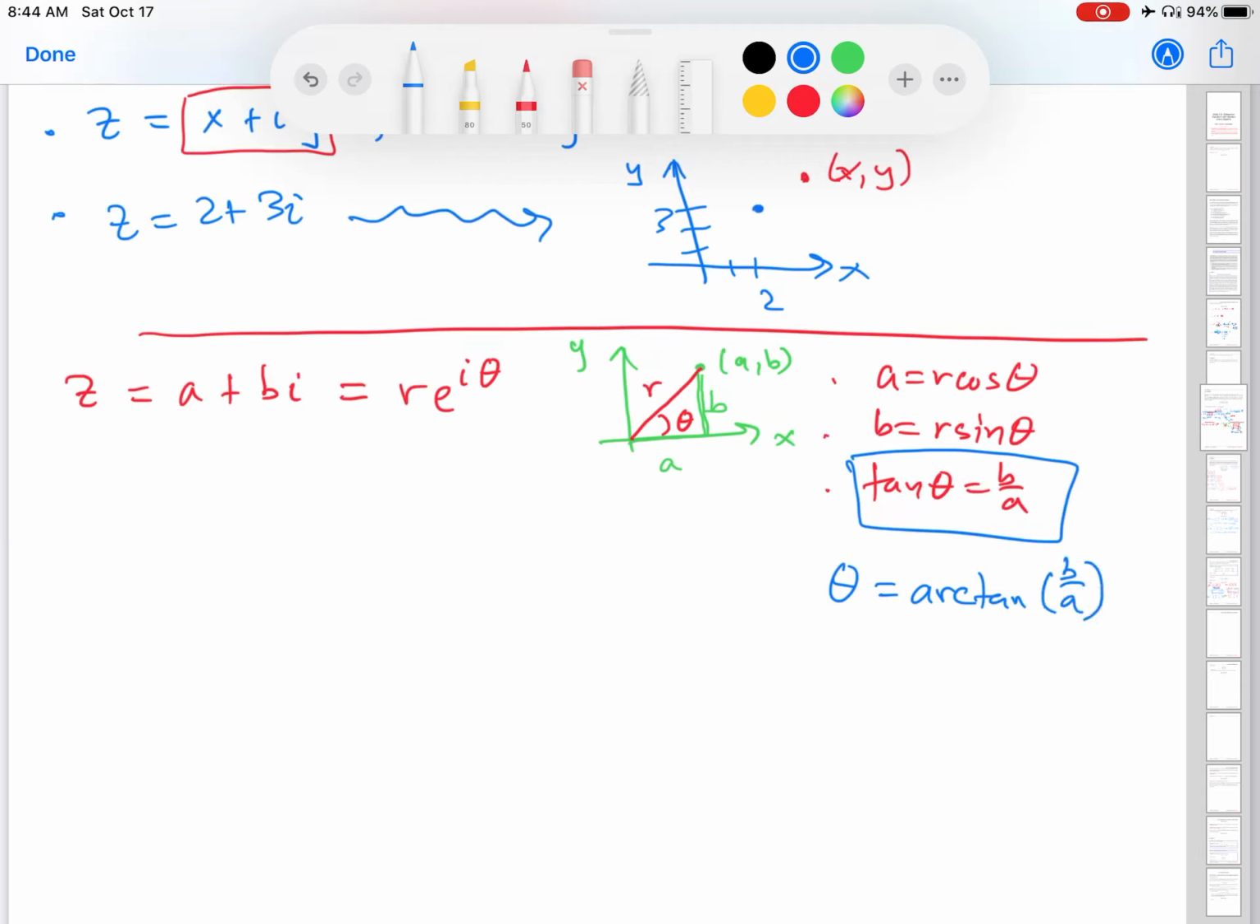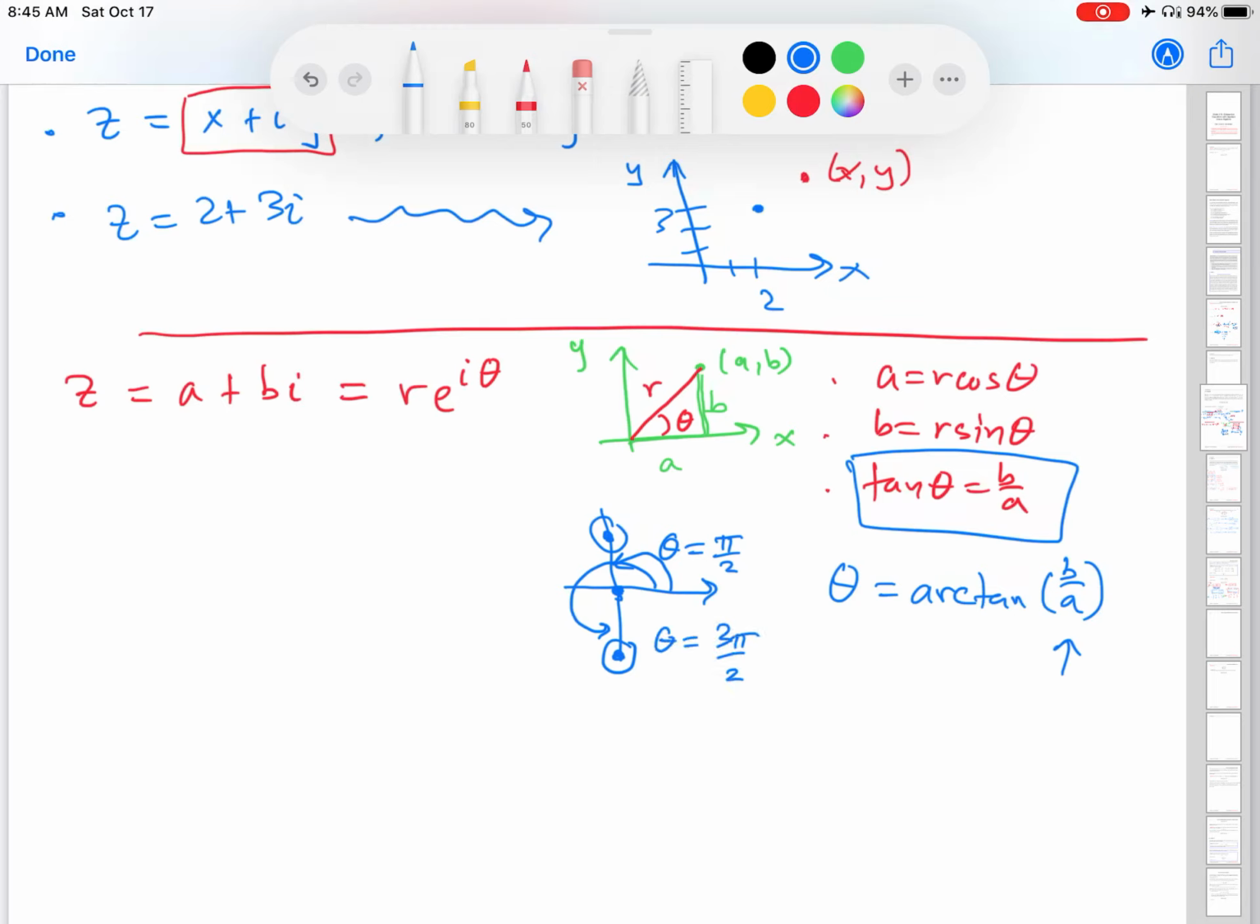If a is 0, then that's going to be a problem. We can't divide by 0. But if a is 0, if you go back to the representation, that means that the point a, b we're looking at is either on the positive y-axis, on the negative y-axis, or is the origin. And the origin we're not going to want to represent in polar form because r equals 0. If the point is on the positive y-axis, then it's an angle of 90 degrees from the positive x-axis. If the point is on the negative y-axis, we have to go all the way down here. That's 270 degrees, so that's 3 pi over 2.